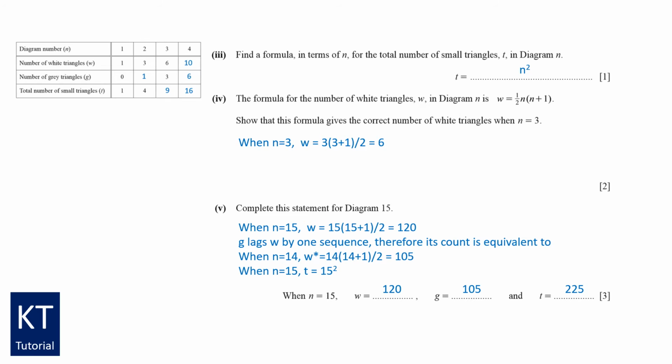G lags W by one sequence. Therefore, its count is equivalent to when W is inserted with the value of n equals 14. This comes to G being 105. With T being n squared, T is 15 squared, which comes to 225.